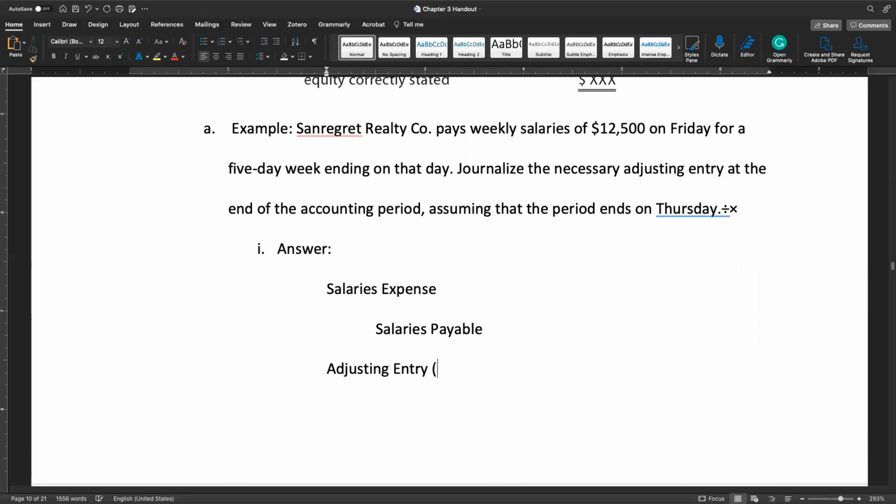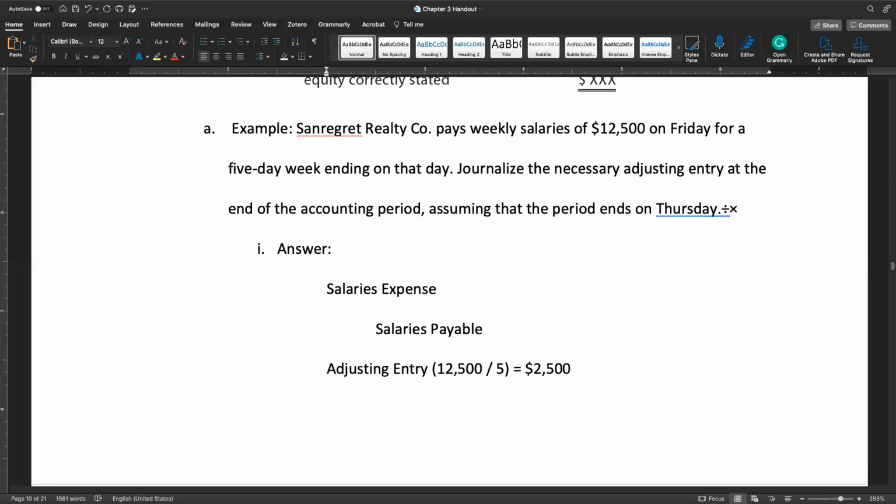And we're going to use this bottom part to show how we figure out what the amount for this is supposed to be. Okay? I'm going to walk you guys through my thought process when I see this. They pay weekly salaries of $12,500, so $12,500 on Friday for a 5-day week. So we're going to take our $12,500 and divide it by 5. Because the first thing we want to do is get the amount that they're paying every day. Okay? So every day they're paying $2,500.